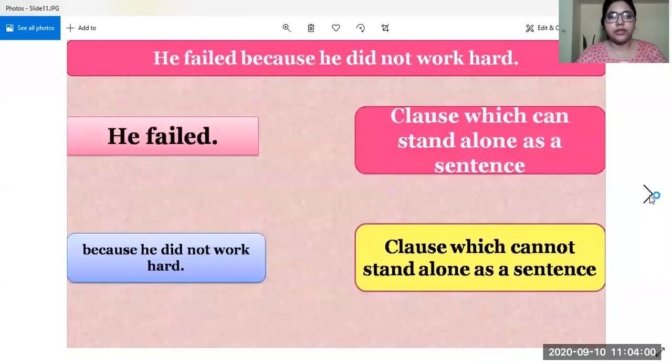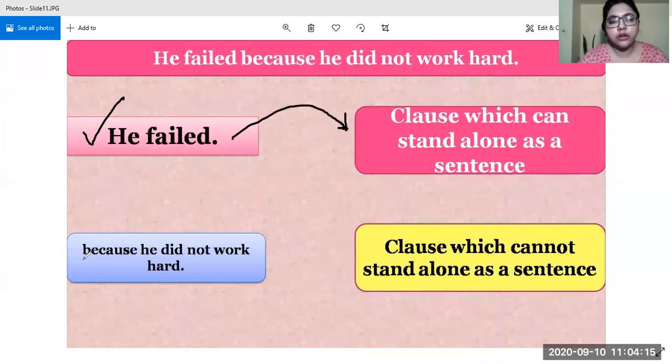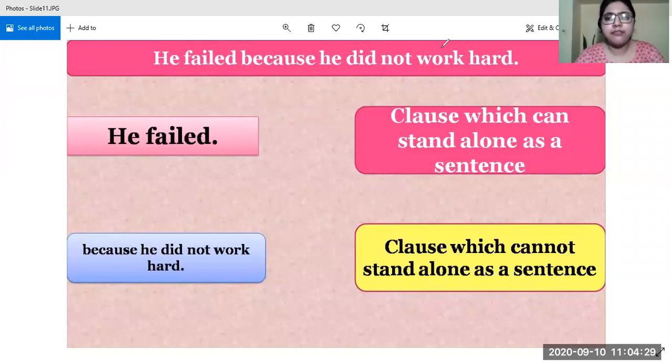Now, what did we observe? What have we finalized? That he failed is a part of the sentence. It is a clause which can stand alone. Because he did not work hard is a part which cannot stand alone. So now we have come to the two types of clauses. Right now we do not know the names of the two types of clauses, but we have made out that yes, the clauses can be put in two different ways.